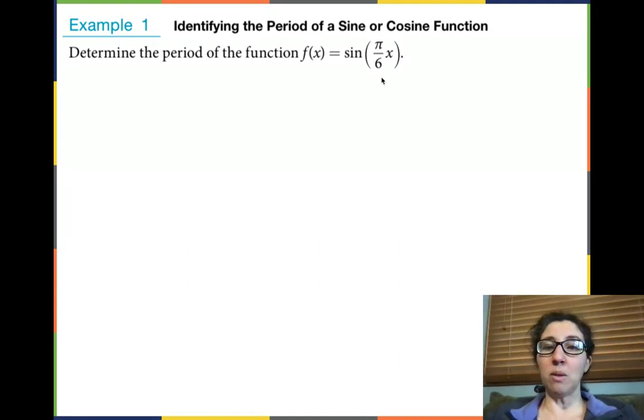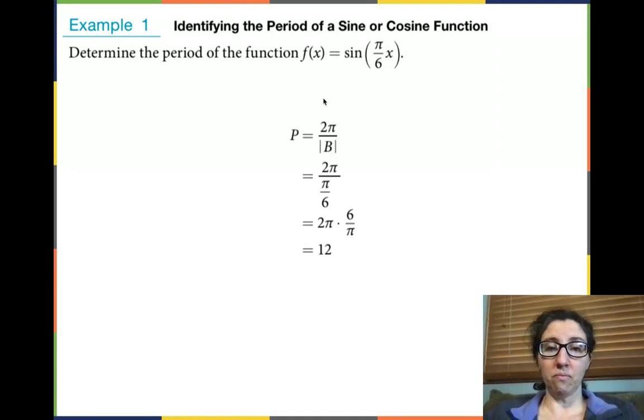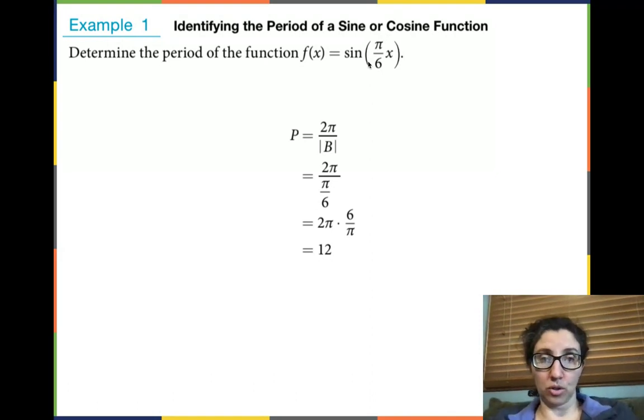So determine the period of this function: sine of pi/6 times x. If you pause it, see if you can do it. All right, so our period is 2 pi divided by b. In this case, our b is pi/6. So 2 pi divided by pi/6, we get 12. So this function would have period 12. So this is a horizontal stretch.